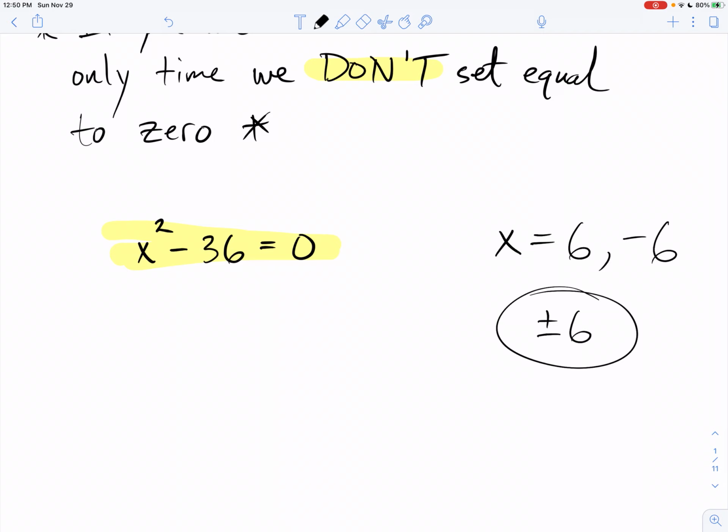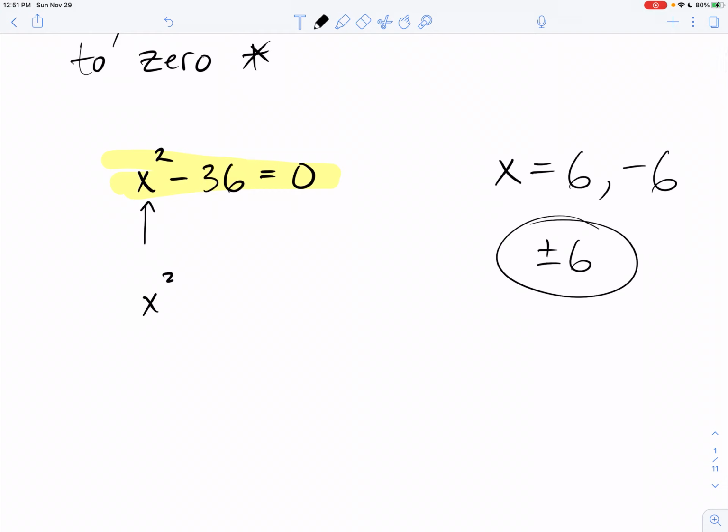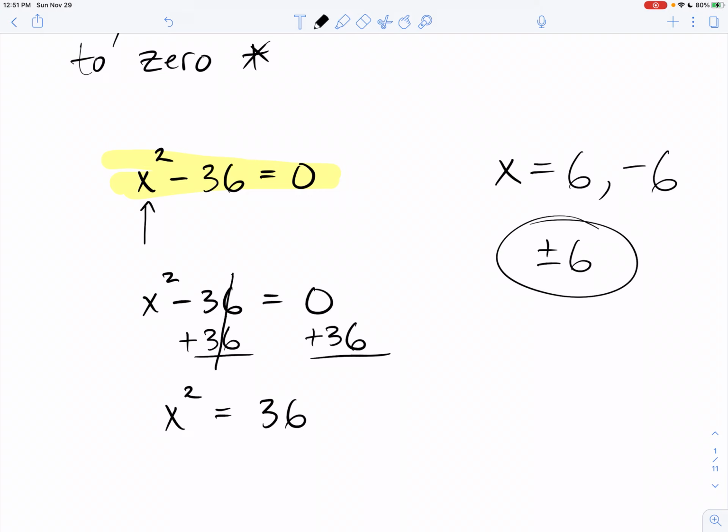How do I do it? Well, this is when we get the squared information all by itself. I have this as my original, and it's an equation, so I'm going to add 36 to both sides. And if I do that, the -36 and 36 cancel. The only thing left over here is x squared. And what does x squared equal? Well, 0 plus 36, it equals 36.